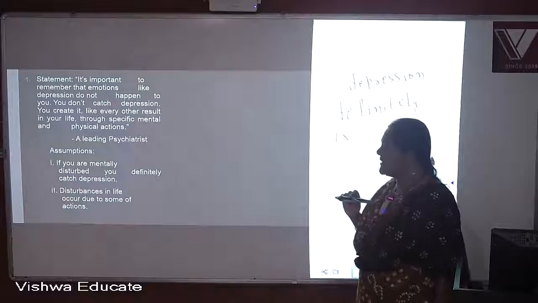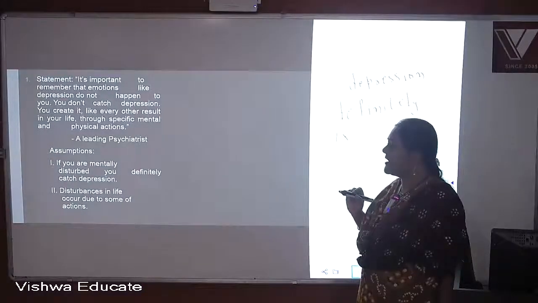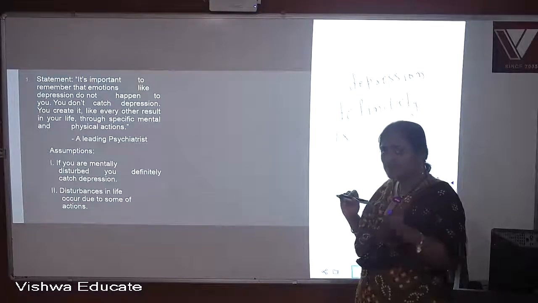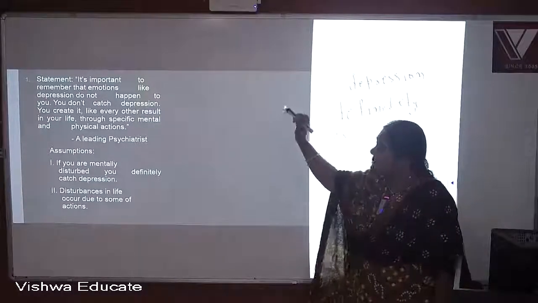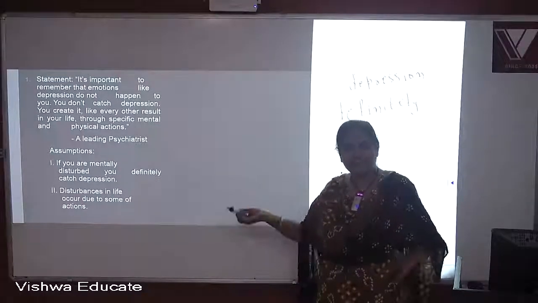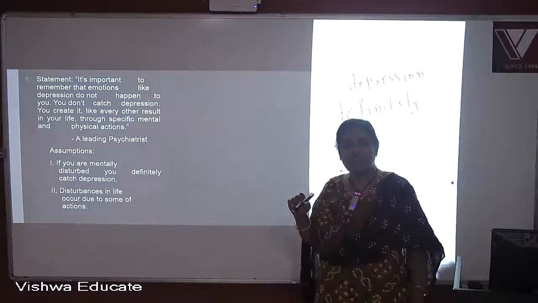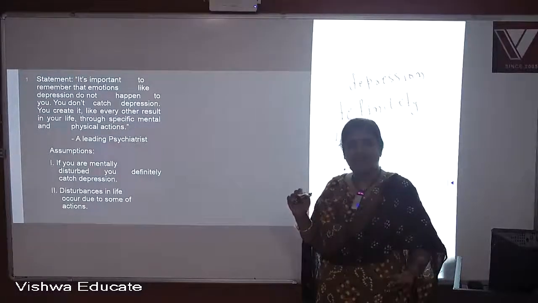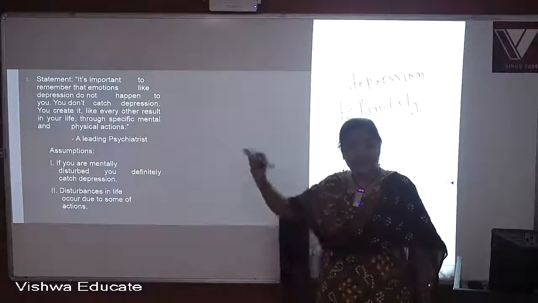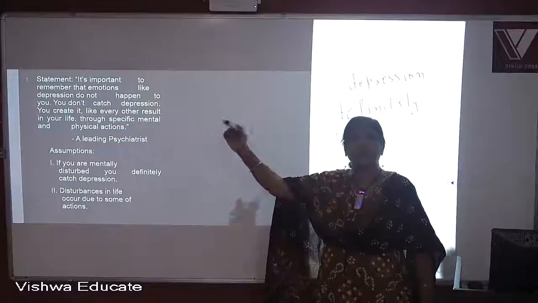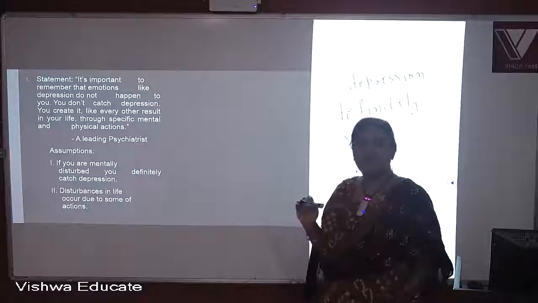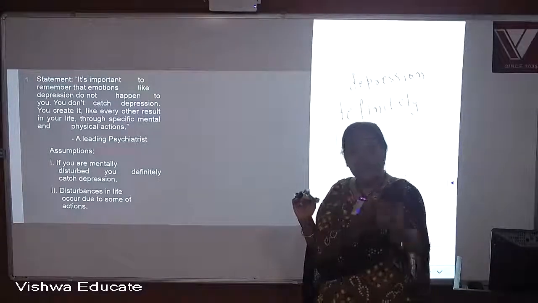Now let us look at the second one. Disturbances in life occur due to sum of actions. Yes or no? Look at this. Depression is also a disturbance. That is understood. That is what is the hidden point of the statement. Okay, emotion can be a disturbance, emotion can be a lively one, whatever it is. But he said emotion like depression, it is understood that it is one of the kinds of a disturbance. Disturbance in life.